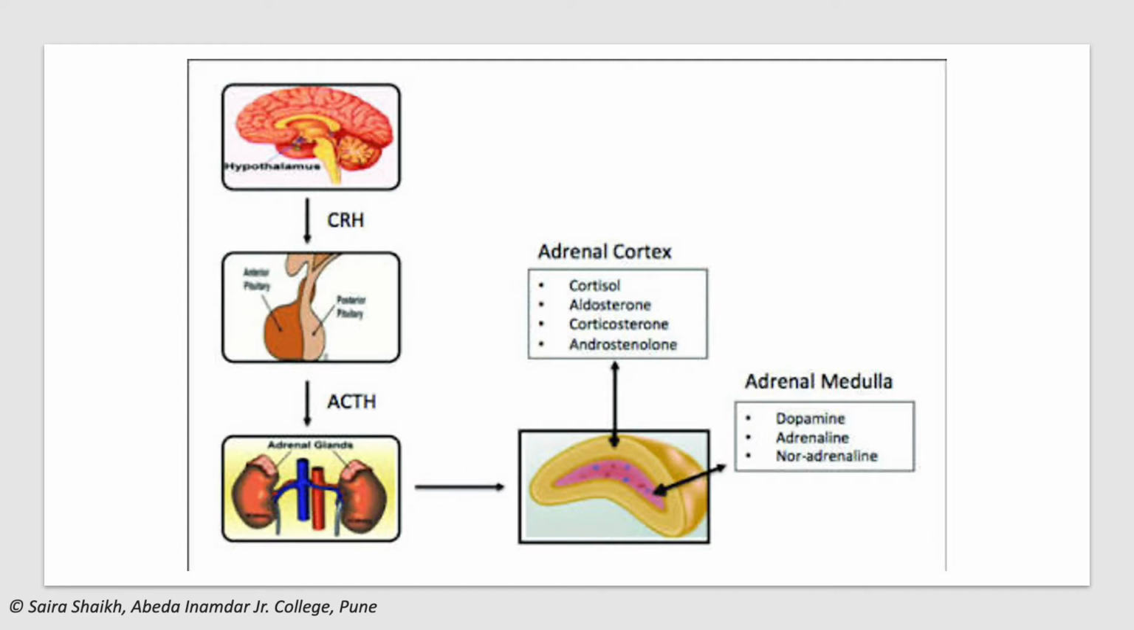Secretion of the hormones of the adrenal gland is controlled by the hypothalamus and anterior pituitary gland by releasing CRH, that is the corticotropin releasing hormone, and adrenocorticotropic hormone, which control the secretion of the adrenal gland.